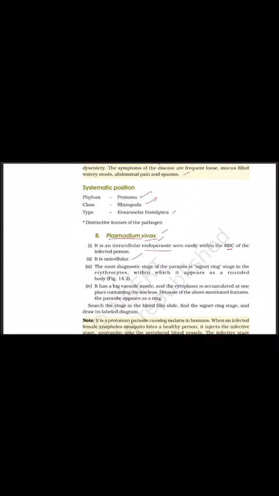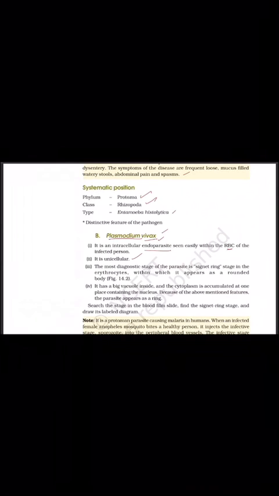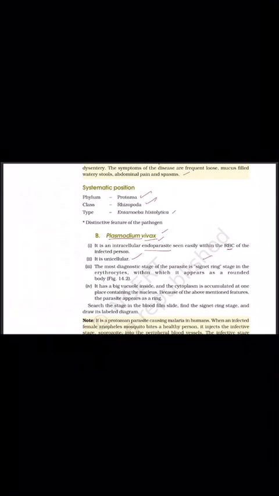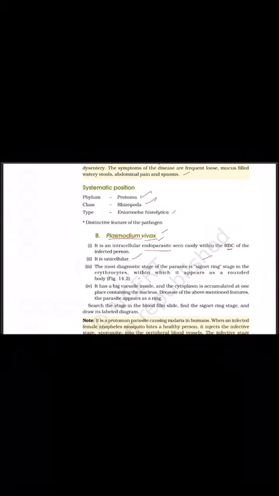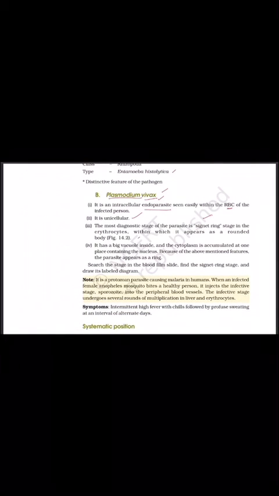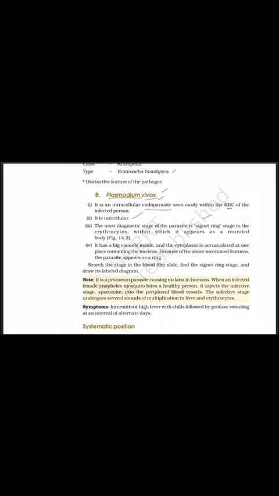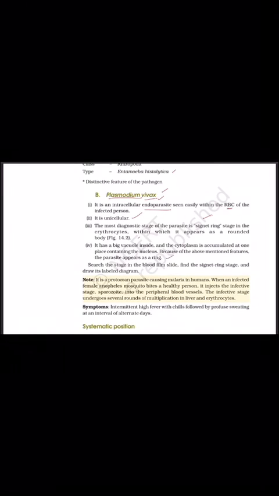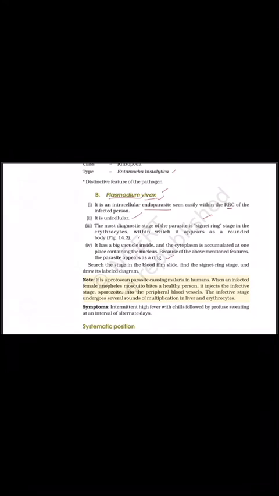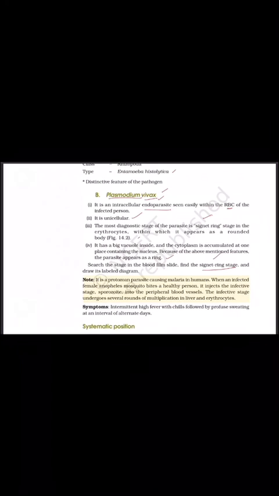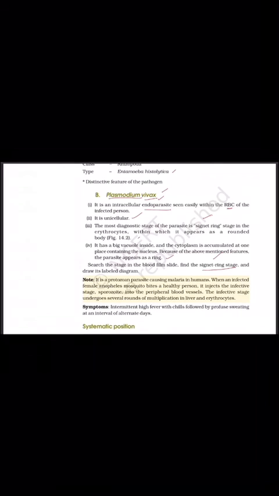The most diagnostic stage of the parasite is the signet ring stage in erythrocytes, within which it appears as a rounded body. It has a big vacuole inside, and the cytoplasm is accumulated at one place containing the nucleus. Because of the above mentioned features, the parasite appears as a ring. Search the stage in the blood film slide, find the signet ring stage and draw it as a labeled diagram. So first draw the diagram and label it.